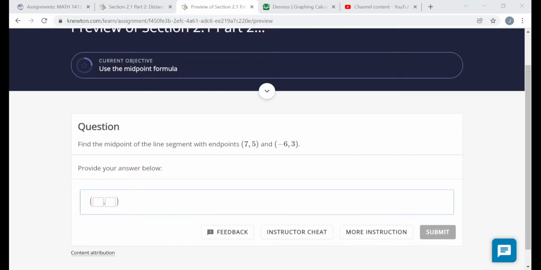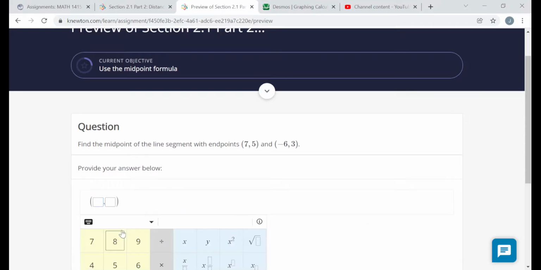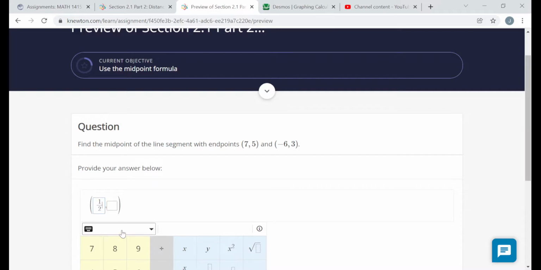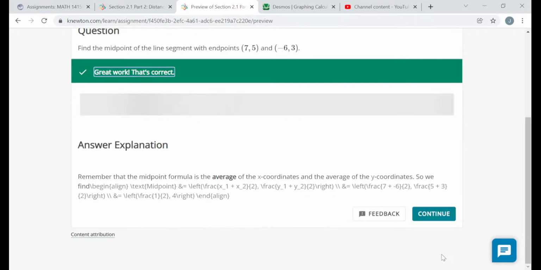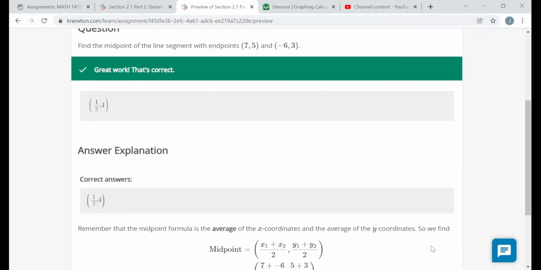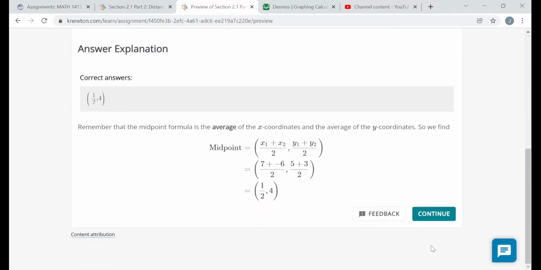Now notice they have the parentheses already. You're just filling in the coordinates here. So 1 half for x and 4 for y. Wonderful. All right. Next question.